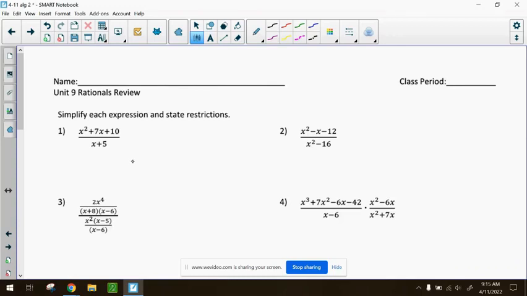In this question, we have x squared plus 7x plus 10 over x plus 5. For this entire first page, or at least through the division problems, our goal is to factor all that we can factor, see what cancels, and then list restrictions.